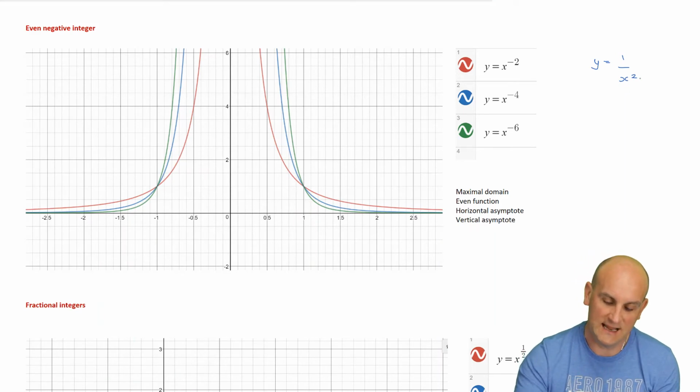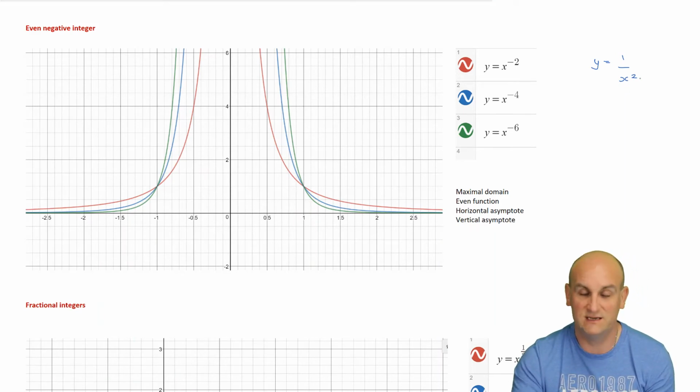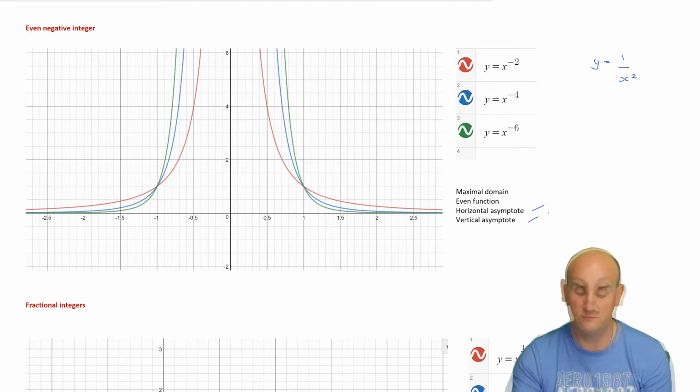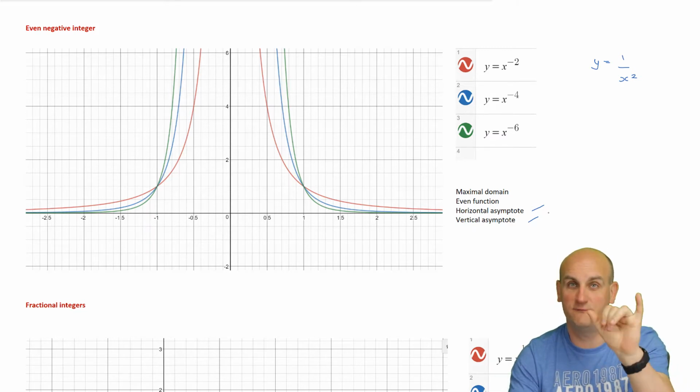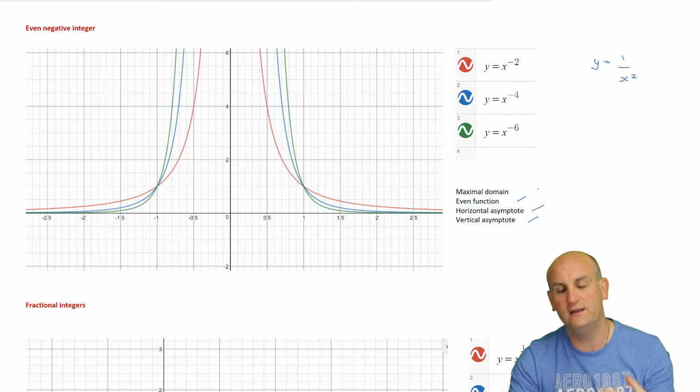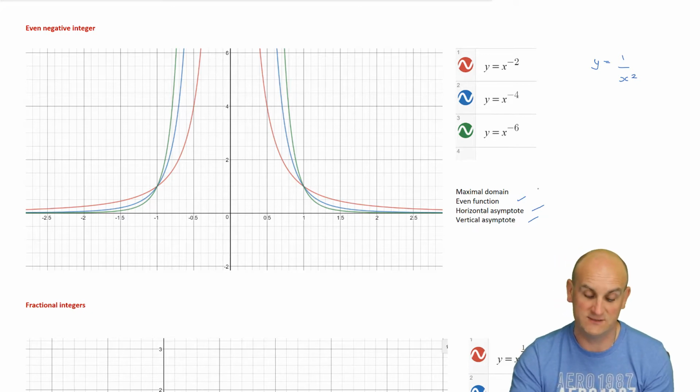Same point there. If you think about this now, well, can we have an x value of 0? No. Can I have a y value of 0? No. And so we now know that we have horizontal and vertical asymptote. It's an even function because it's reflected in the y-axis, and it has a maximal domain of all real values except x equals 0.